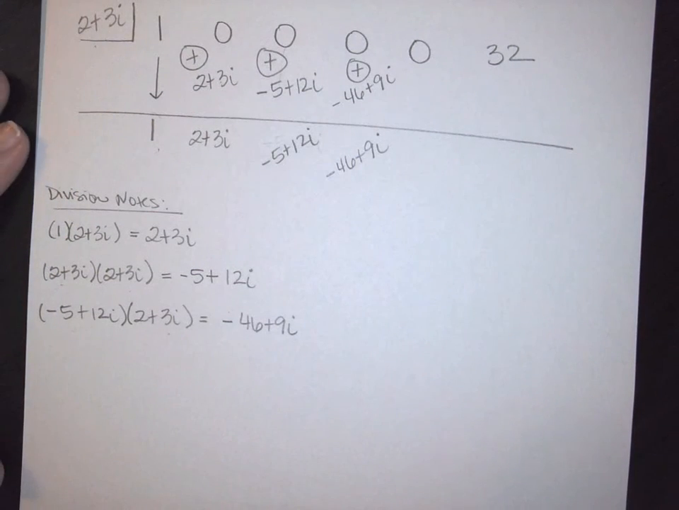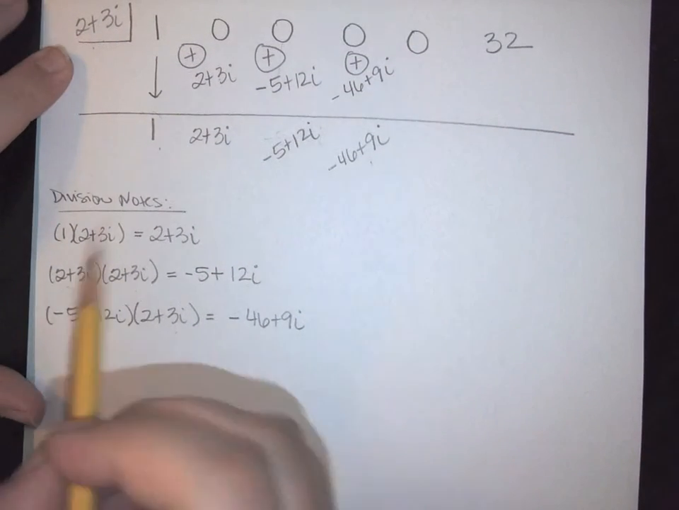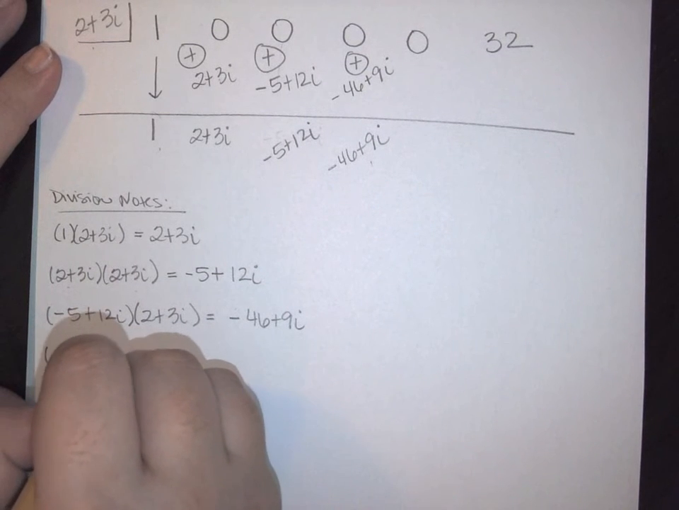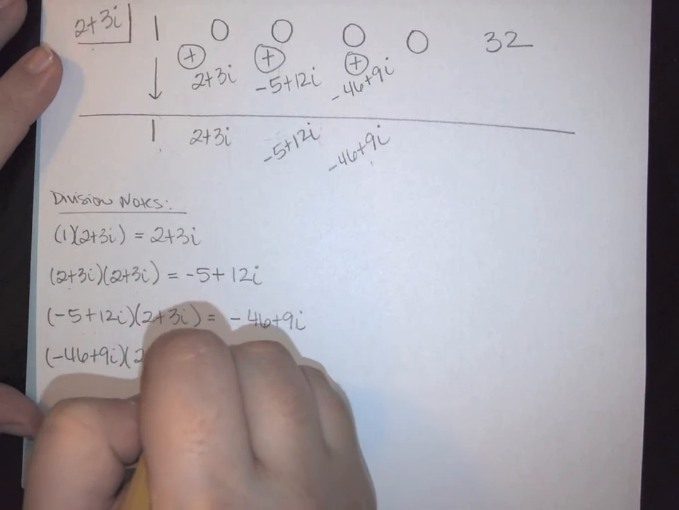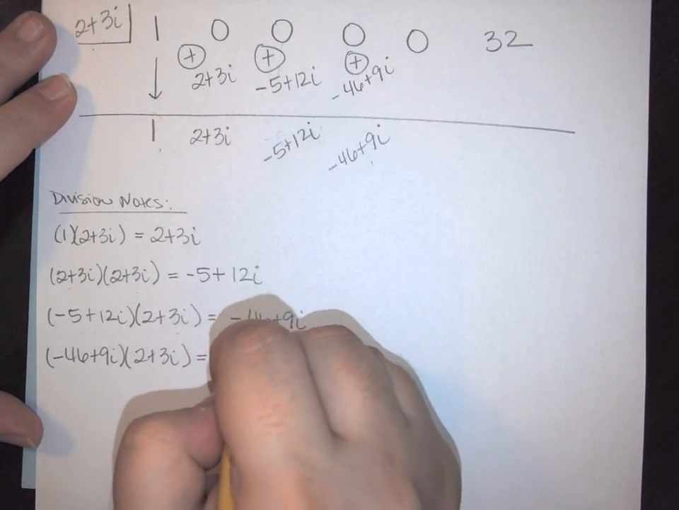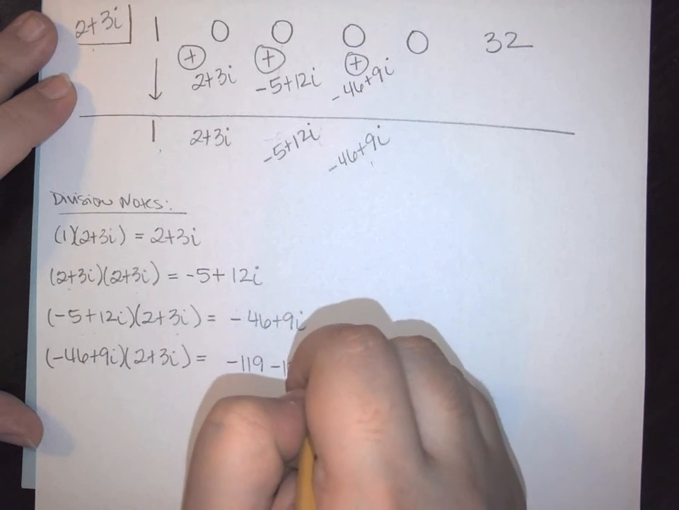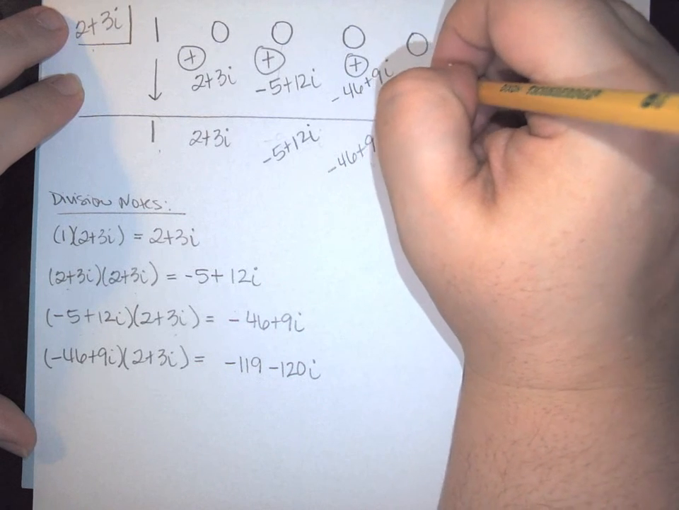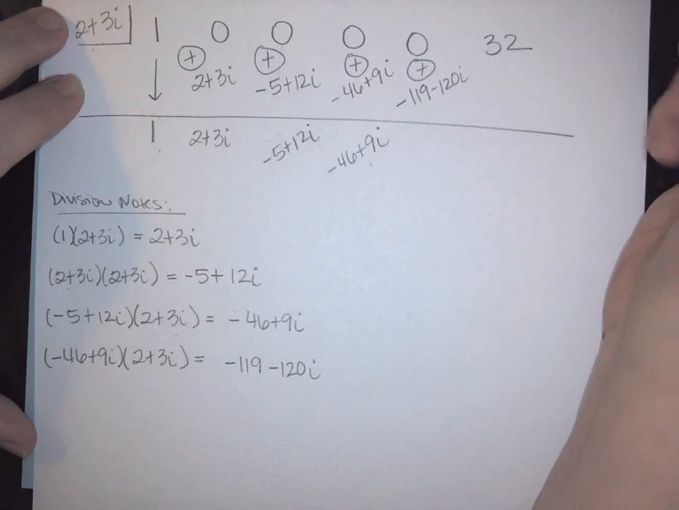Okay. And do it again. Bottom times the box. So negative 46 plus 9i times 2 plus 3i is going to come out with negative 119 minus 120i. So minus 119 minus 120i. Again, add them together.